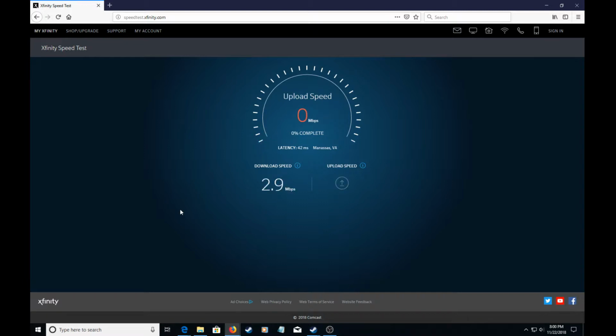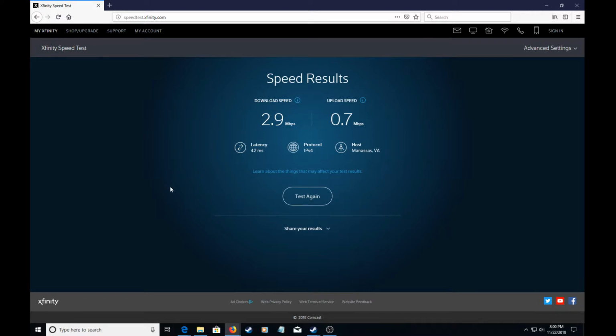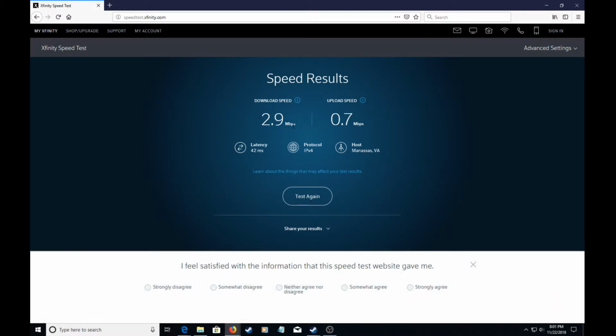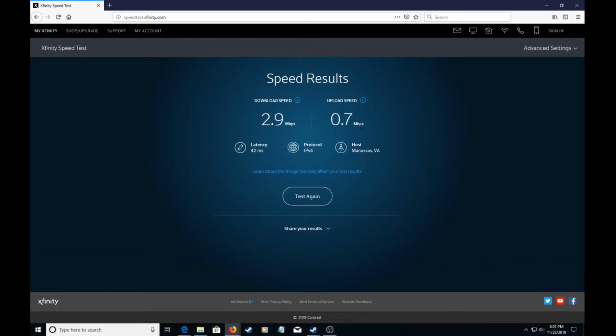Okay, so it's hovering around 2.9 megabits per second download speed. So, we're doing upload speed now. And that's what it's doing. So we've got 2.9 megabits per second download speed and 700 kilobits per second upload speed. This is usual for upload speed, and you would be lucky to even get a megabit per second for upload speed if you were to have Earthlink. And as for download speed, you'd be lucky to even get 3 or 4 megabits per second.